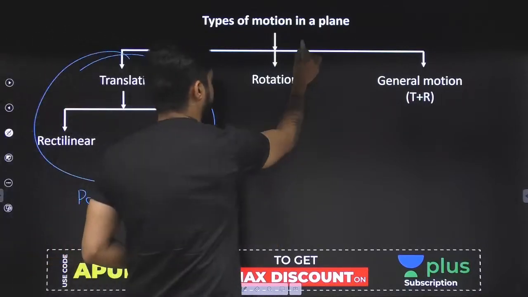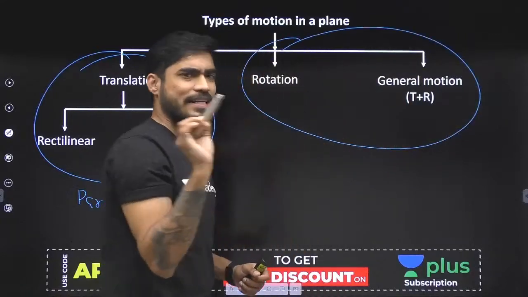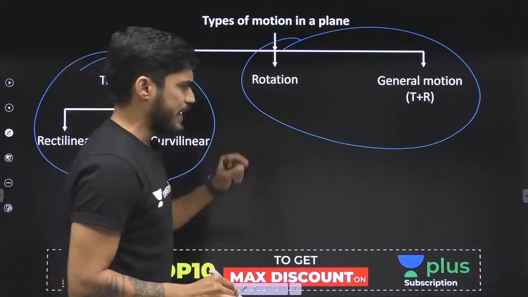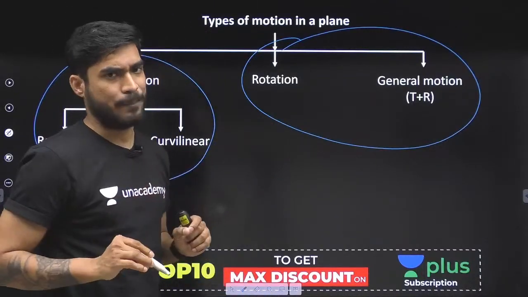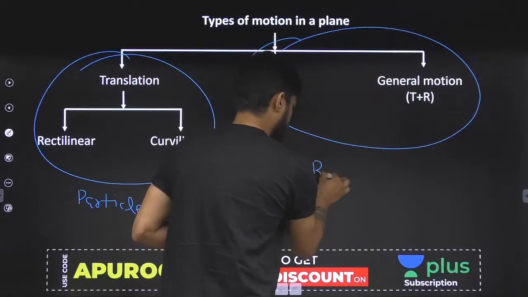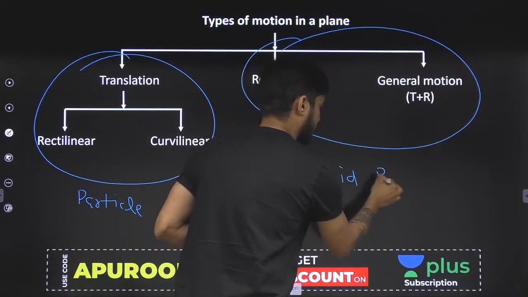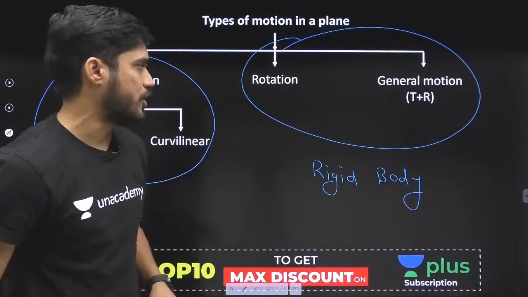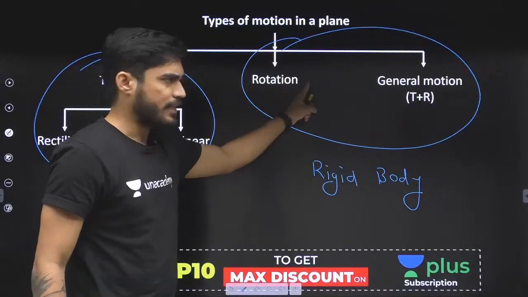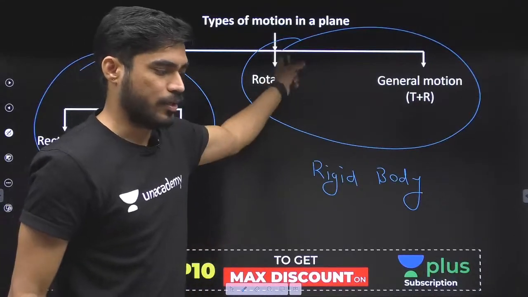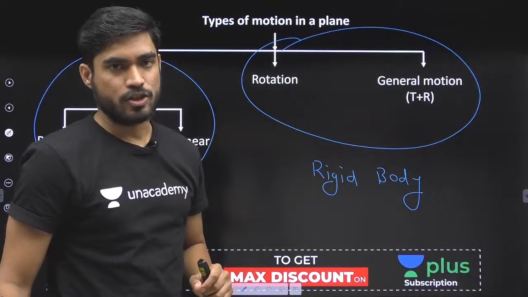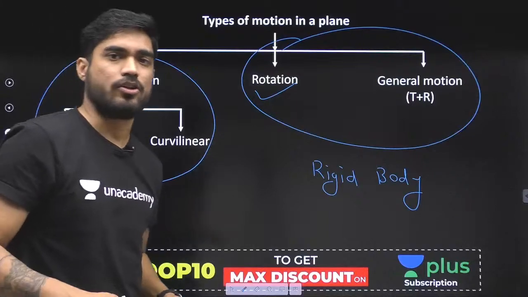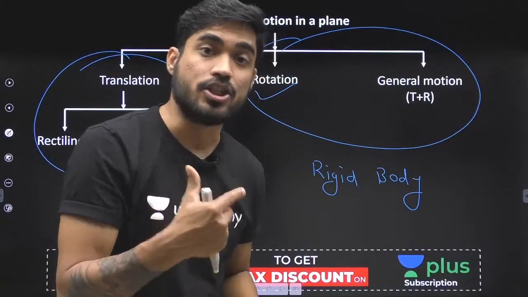In case of rotation and general motion, all the particles have different velocity, different displacement, different acceleration. So in this case, we can't assume the body as a particle. We need to assume it as a rigid body. So when I say kinematics of rigid body or kinetics of rigid body, it is rotation or general motion. Right now we are studying rotation. Tomorrow we will start general motion.